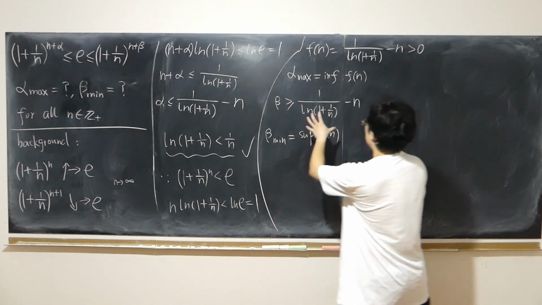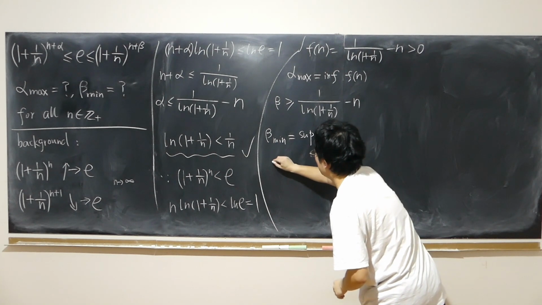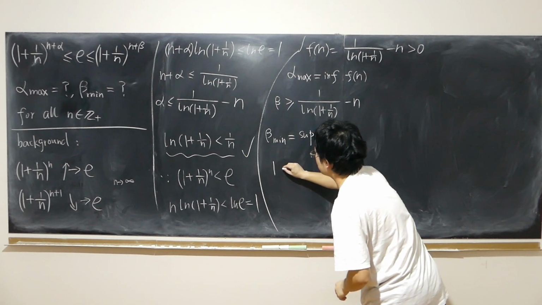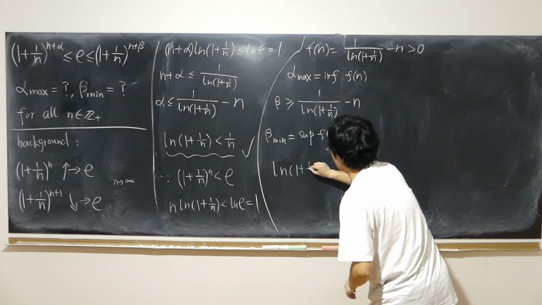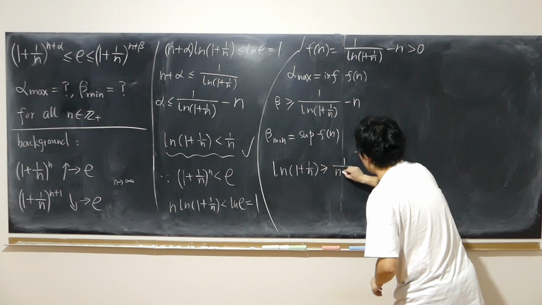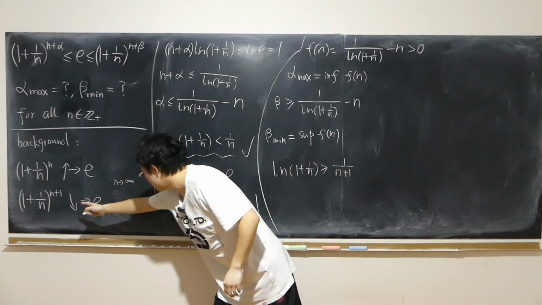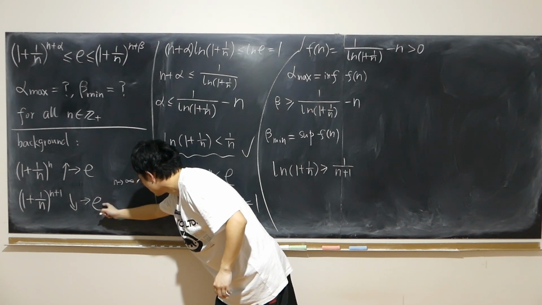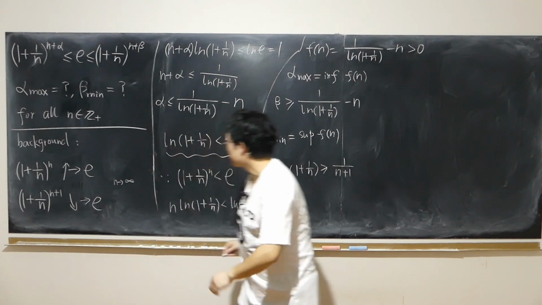So in other words, here's my other claim. Log of 1 plus 1 over n is really greater than or equal to 1 over n plus 1. Here's my claim. The reason is because I've just shown that this sequence is decreasingly approaching e, which means the sequence is greater than e, right, that sequence.